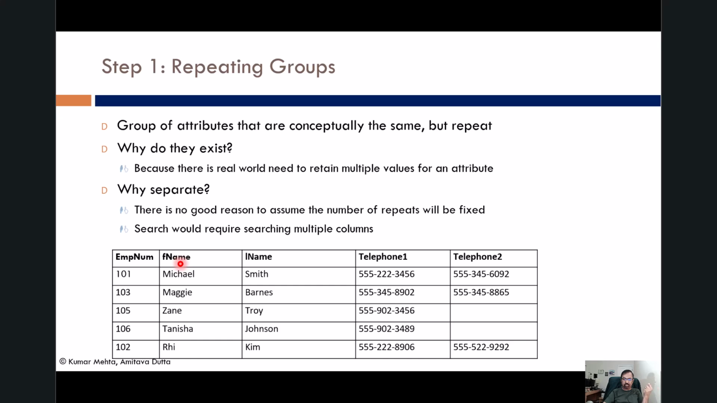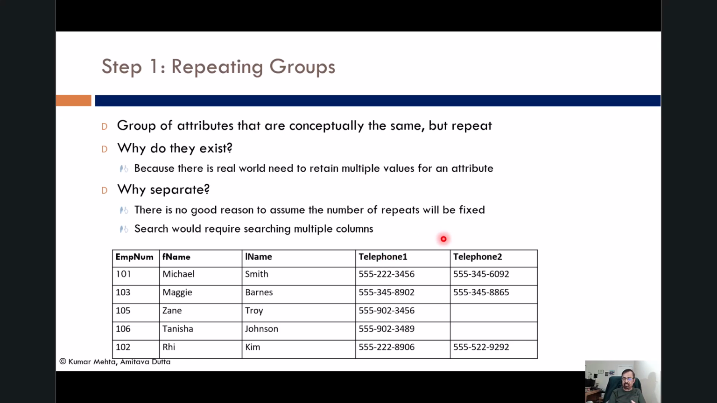So we have an employee table. We have the employee number, that's a property of the employee. The first name of the employee, that's another attribute of the employee. We have the last name, which is also another attribute of the employee. And if you look at these last two columns, this is really one attribute. We want the telephone number for the employee.